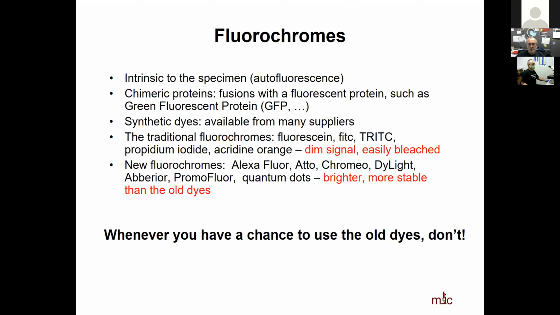Luckily, there are lots and lots of new dyes. Most well known are the Alexa Fluor dyes from what was originally Invitrogen, now Thermo Fisher. They've been around for a long time, but there are many, many other makers which make very good dyes, and some of them will cost you a lot less money than the Alexa Fluor dyes. So they're brighter, more stable than the old dyes. So if you look in your freezer and see some sort of antibody conjugated with fluorescein, just throw it out and buy something brighter, unless it's something really specialized.